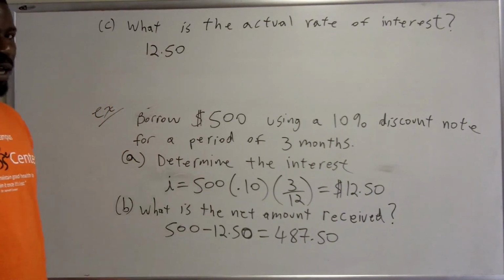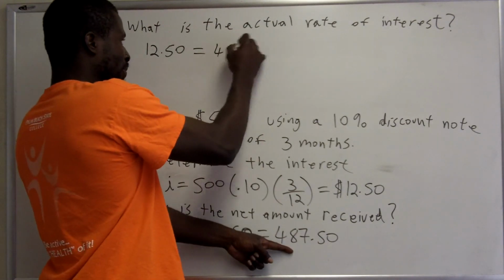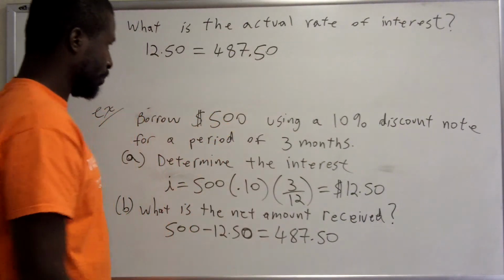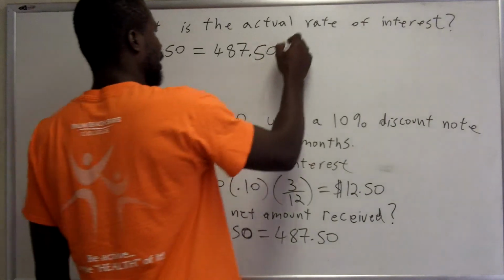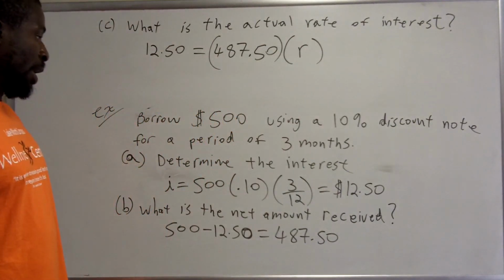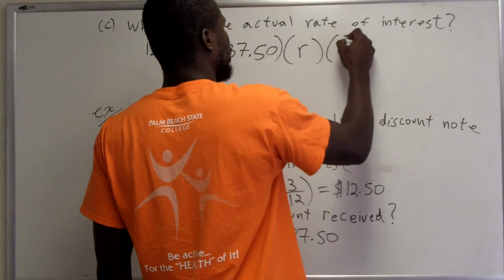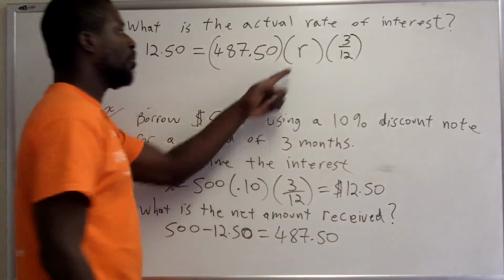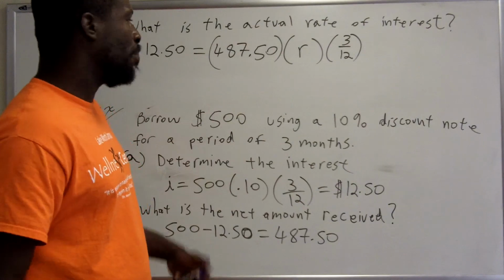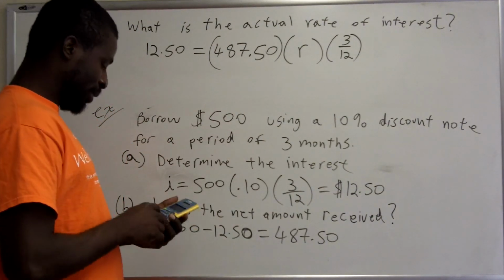But I didn't get $500 really. I really only got the principal, $487.50. Now I'm looking for the interest rate, so I don't know the interest rate. And it's still for 3 months out of a 12-month year. So 3/12 goes here. So here I'm going to calculate the actual interest rate, which is not actually going to be 10% because I didn't quite borrow the entire $500.